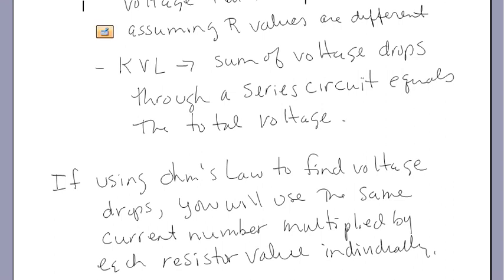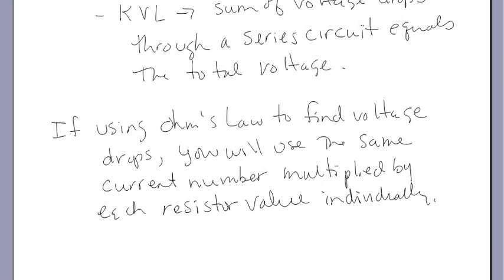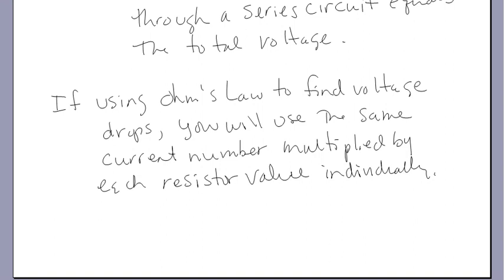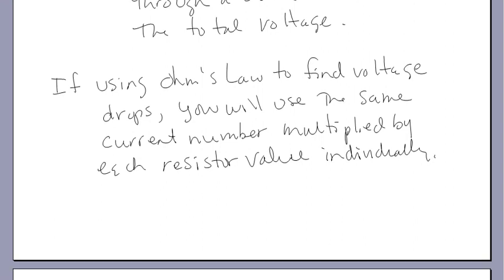And likewise, in the series circuit, since there is only one path for current, the current value is the same. If using Ohm's law to find voltage drops, you will use the same current number multiplied by each resistor value individually.